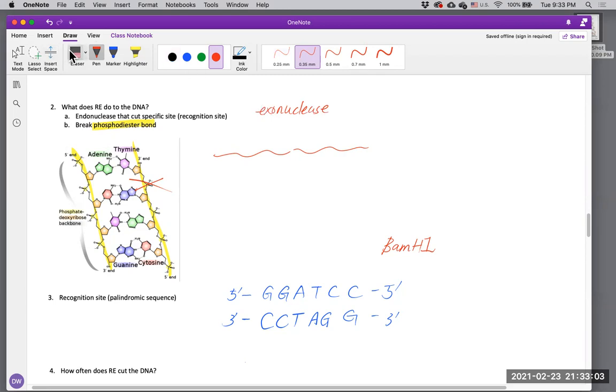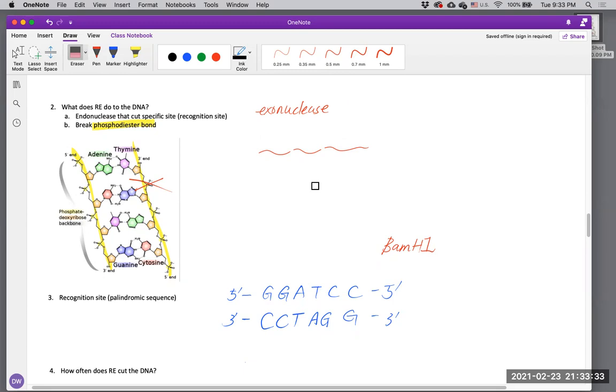So exonuclease also dissolves phosphodiester bonds, but it can only chew up the DNA from the ends. So it basically works on an exposed end, and it's going to chew one nucleotide off at a time from the end of the DNA molecule, while endonuclease, such as restriction enzyme, can dissolve this connection right in the middle of the DNA. That's why it's called endo.